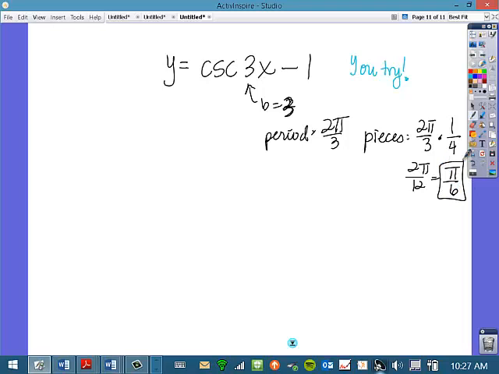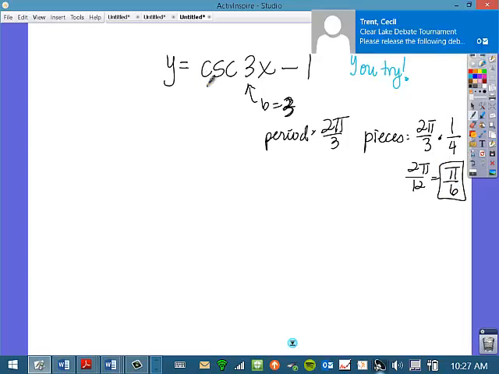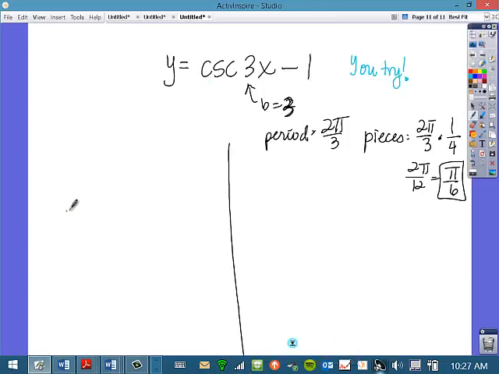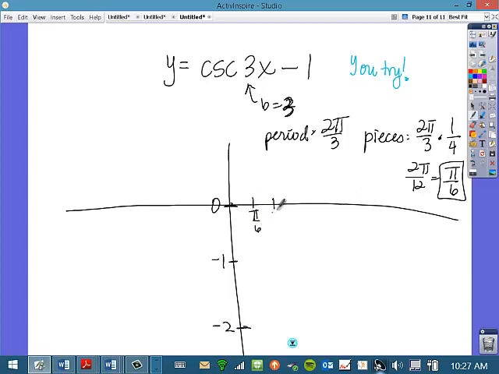My amplitude is 1, and I'm shifting my function down 1. So my max is at 0, my middle is at negative 1, and my min is at negative 2. And my pieces are pi over 6, so 1 pi over 6, 2 pi over 6 is pi over 3, 3 pi over 6 is pi over 2, 4 pi over 6 is 2 pi over 3, and then we can just put those on the other side.